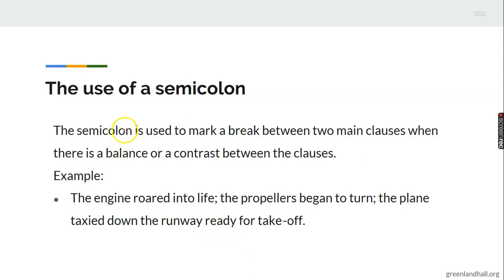Now the use of a semicolon. The semicolon is used to mark a break between two main clauses when there is a balance or a contrast between the clauses. Very, very important. When there is a balance or a contrast between the clauses.